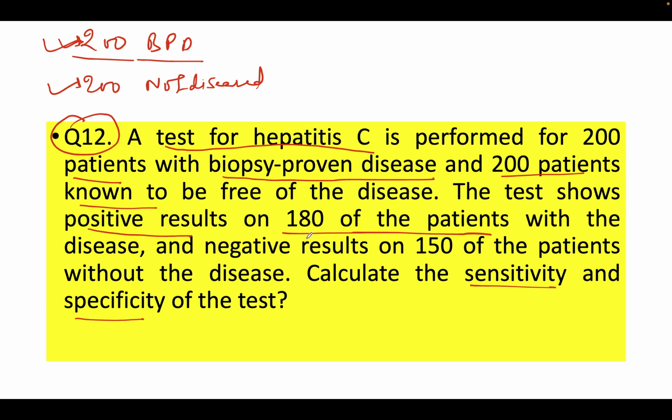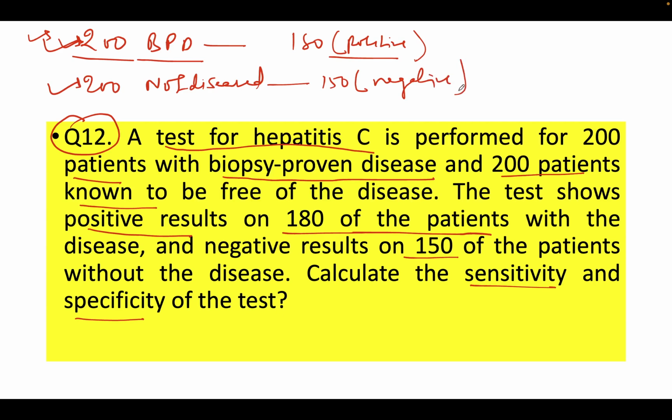So what does that mean? A new test was applied on these 200 patients, and in this 180 people were found positive, right? And negative results on 150 of the patients without disease. So in this, 150 of the patients were found negative. So this is the information given in the question. We need to calculate the sensitivity and specificity.